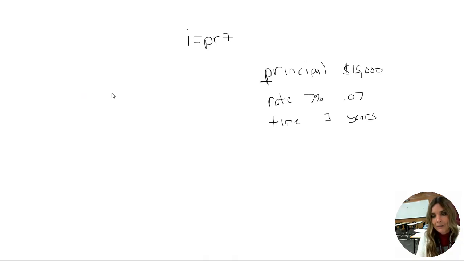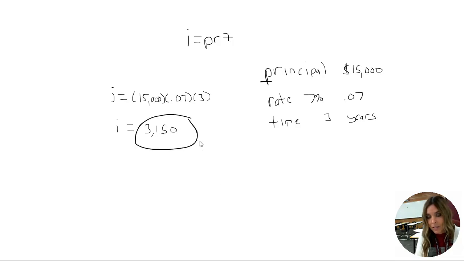know that the interest is going to be equal to the principal, which is $15,000, times the rate, which is 0.07, times the time, which is 3 years. And that is equal to 3,150. Okay, now this is the cost of the loan basically. So he has to pay back all of the $15,000 that he borrowed, plus he has to pay an additional $3,150 in interest.